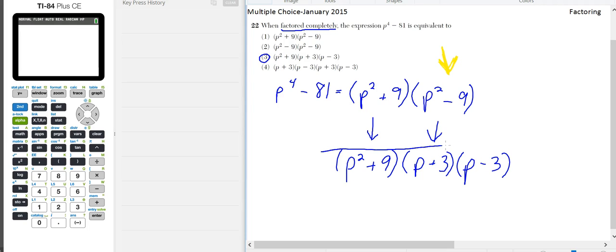Notice that there's nothing else that we can simplify here. There's no GCF. We already did the difference of two perfect squares twice. There are no more differences of two perfect squares here. We can't do reverse FOIL. We can't do factoring by grouping, and this is the answer.